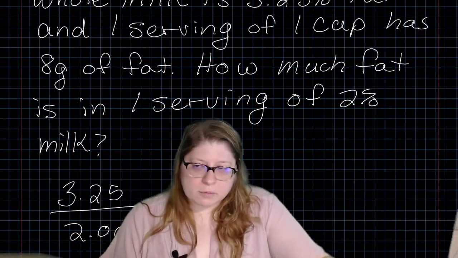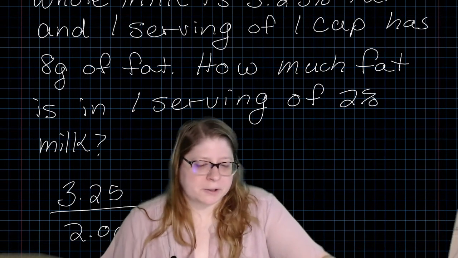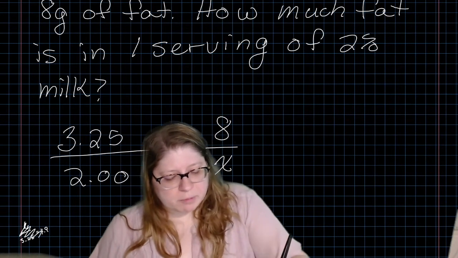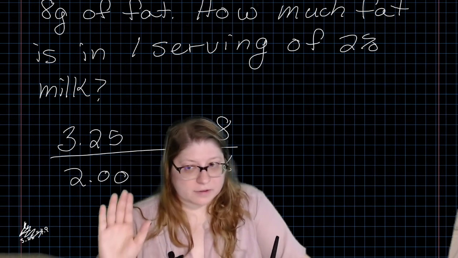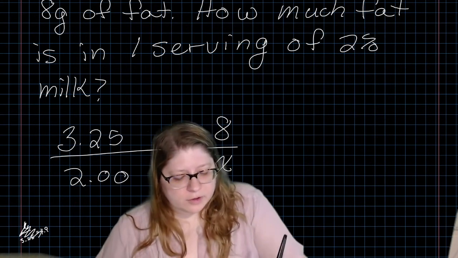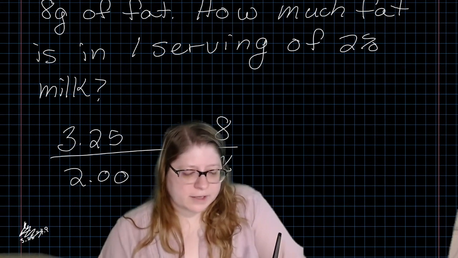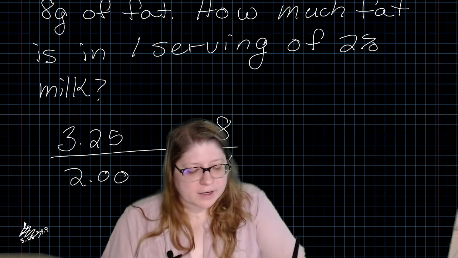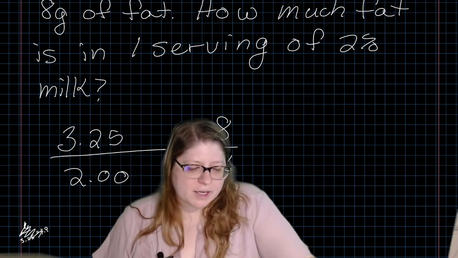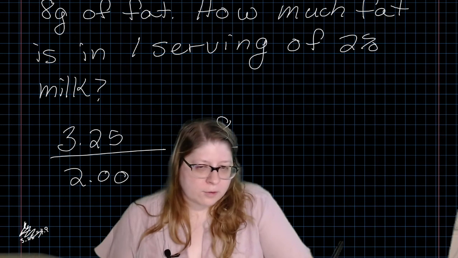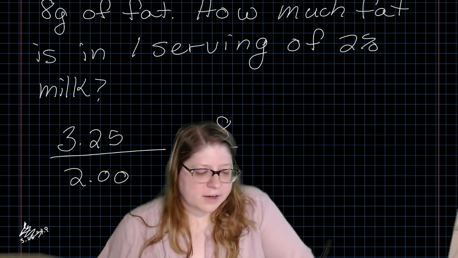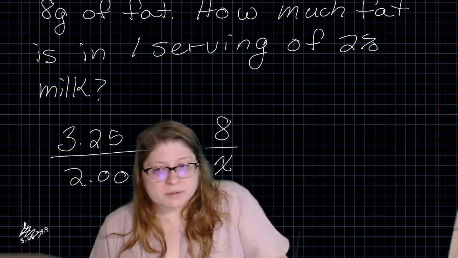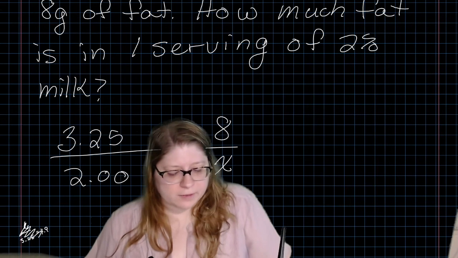Now this one is a little more complicated because we have to use a proportion here. So what we're going to do is put 3.25, that's the percentage of whole milk, and we're going to divide that by 2%, because that's the percent of milk fat of the milk you're now going to drink. And that proportion is going to be equal to 8 grams of fat over the number we're trying to find. I put a cursive X here for that number. So we can cross multiply these things in order to figure out the answer.